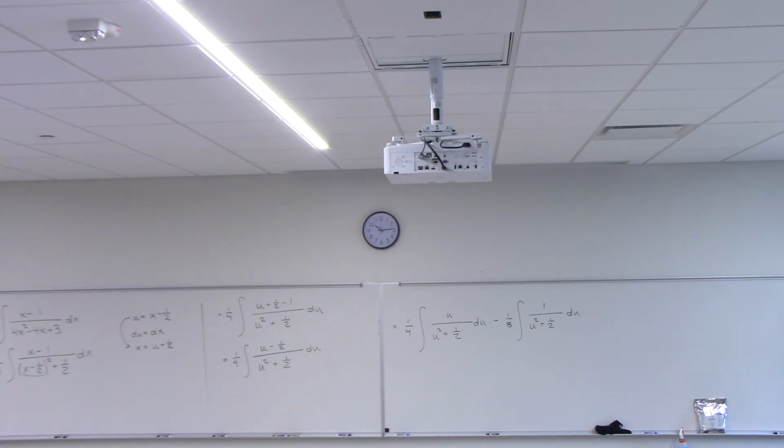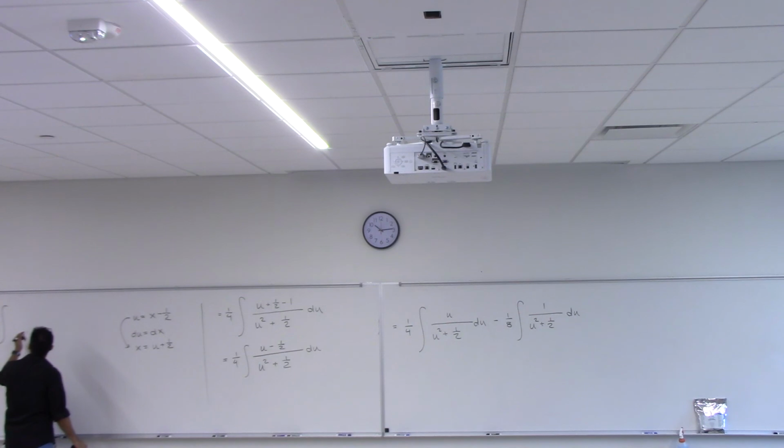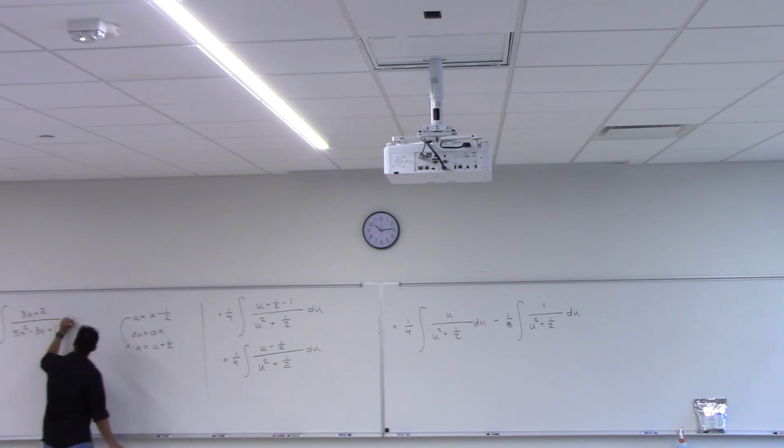Let's do another one of these. Let's do one more, okay? I'm just going to make one up. I have no idea what's going to happen here. Let's go with 3x plus 2 over 5x squared minus 3x plus 1 dx.